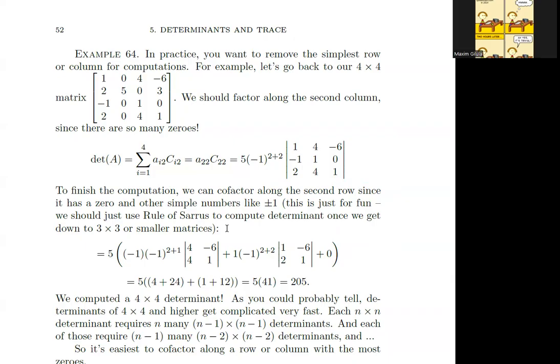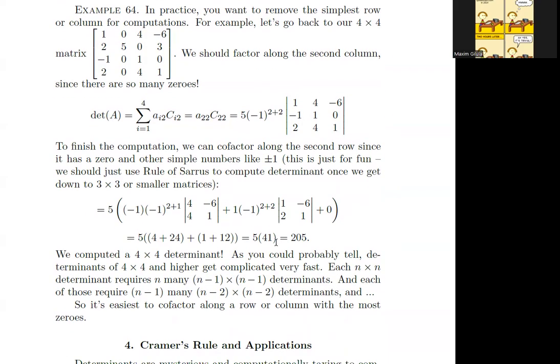And here we computed a 4 by 4 determinant. But this is very long to do. Like if we didn't have these zeros, imagine how long it would take. We would have 4 3 by 3 determinants. So in general, if you have an n by n determinant, it requires n many n minus 1 by n minus 1 determinants. And each of those require n minus 1 many n minus 2 by n minus 2 determinants. So this grows like n factorial, the number of computations you need to take.